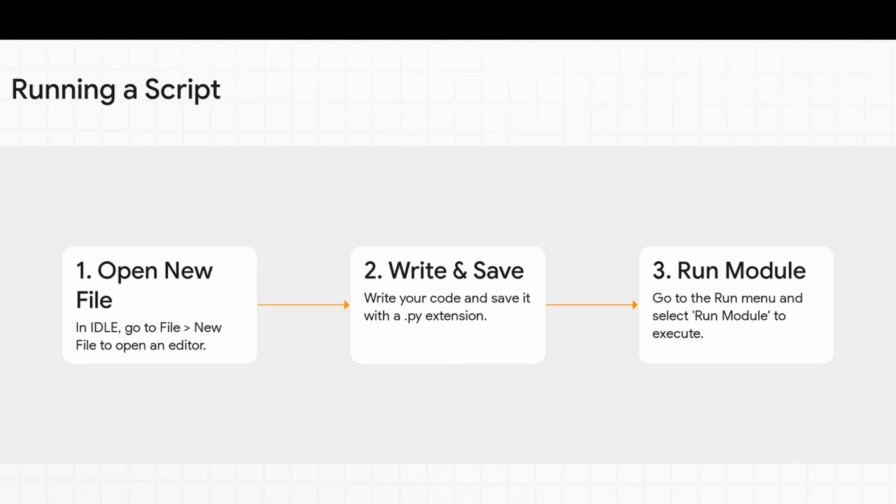Okay, that's pretty neat for quick tests, but for an actual program, you'll want to save your code in a file. So in IDLE, go up to the File menu and click New File. That'll open up a fresh blank editor. This is where we'll write a real script, save it, and then run the whole thing at once.